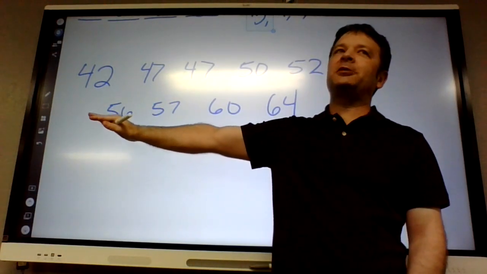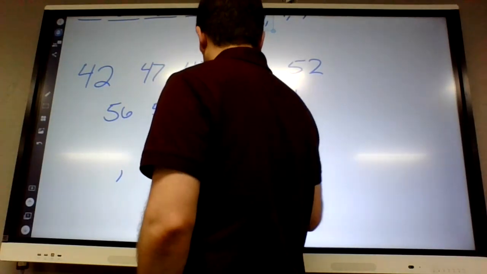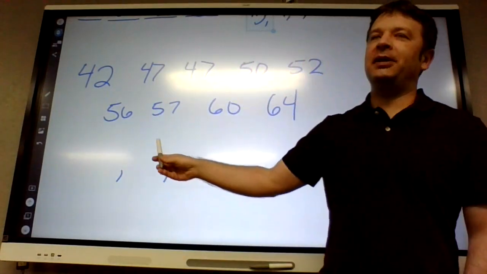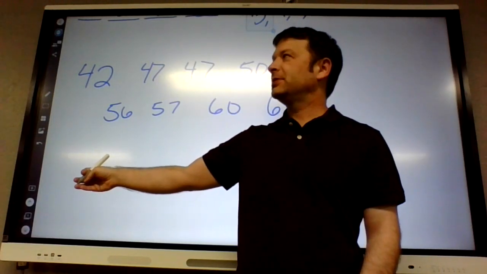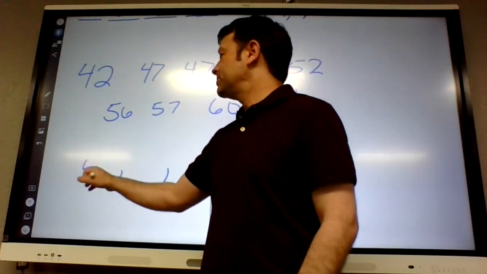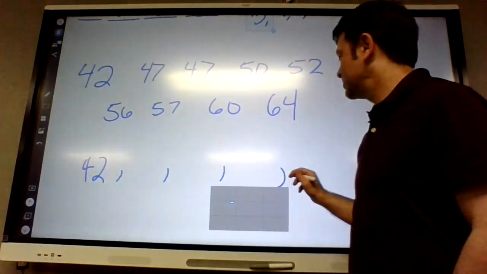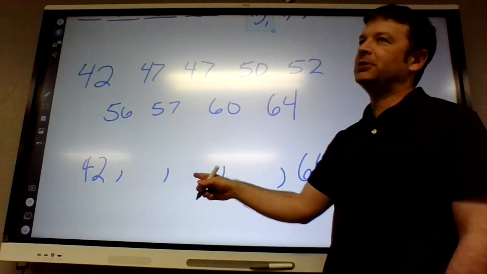Anyway, how did we do the box plot? You guys remember how we did the box plot? Yeah. The smallest number, biggest number, middle number. And then 42, 64, then what? What's the middle number called?